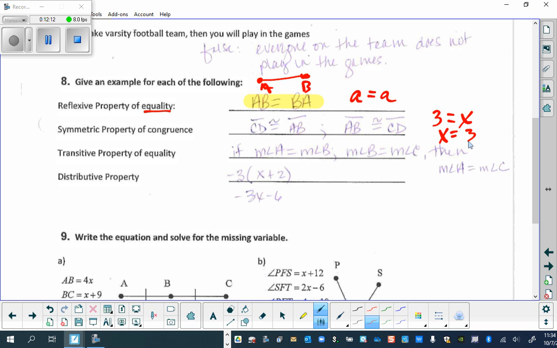Remember, if it's congruence, it's things, and that involves angles and segments and the congruent symbol. If it's equality, that's a numeric representation. Sound okay?